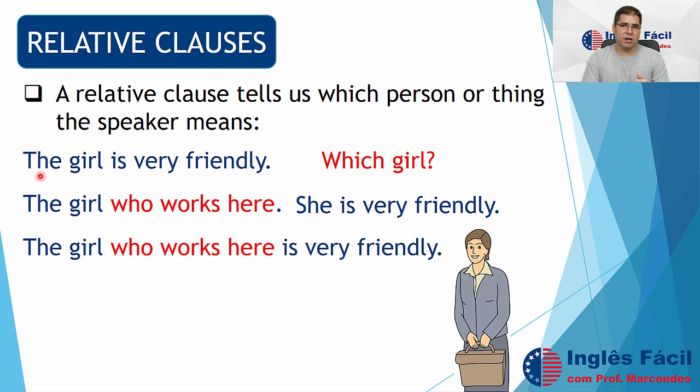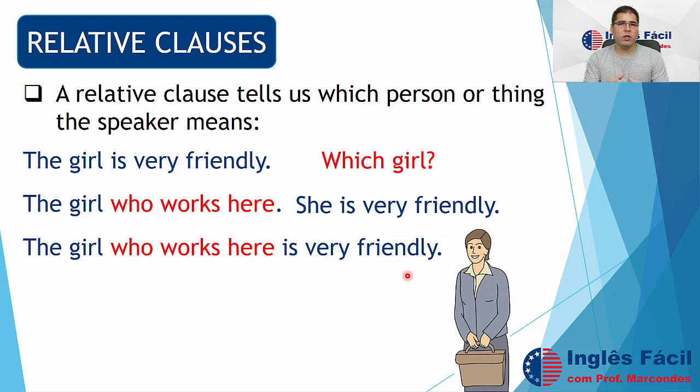As we saw in the beginning here, the girl is very friendly. Look, the sentence is still here. But now we have a relative clause. In this case here, the relative clause is in the middle of the sentence, but it could be at the end, okay? No problem. So the idea is that a relative clause is a part of a sentence. Actually, it is almost another sentence that provides information about, in this case here, the subject of the main sentence, right? Now we have here an example, the girl who works here is very friendly.